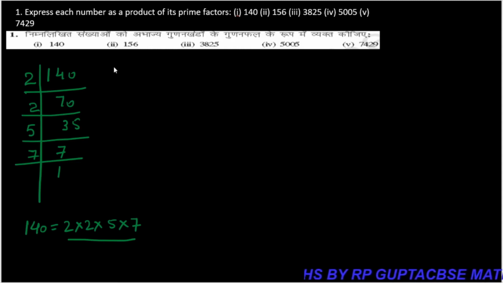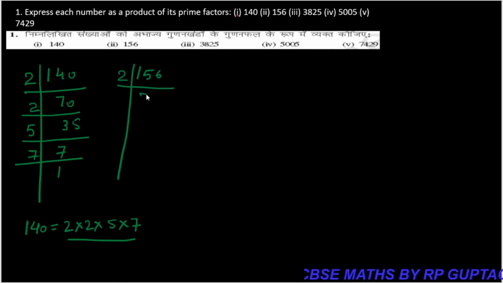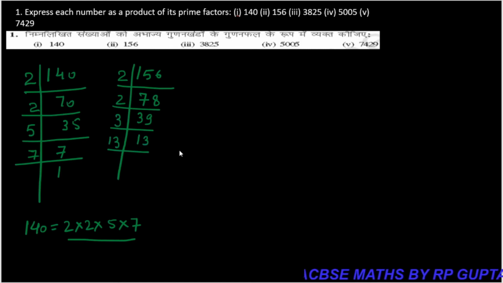Now I am moving to the second part. What is the second part? The second part is 156. Again I am going to solve it by the same method. You will divide by 2, 2 sevens are 14, 2 eights are 56. Again by 2, 2 threes are 6, 2 nines are 18. Now it cannot be divided by 2, so I will divide by 3, 3 ones are 3, 3 threes are 9. Now this is 13. So what can I write? I can write 156 is equal to 2 into 2 into 3 into 13.